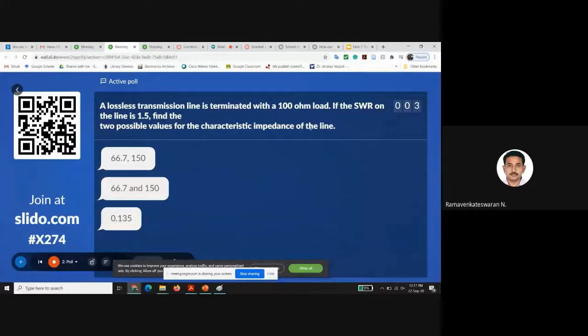If you know gamma, SWR is one of the other parameters which will be used when you are doing practical experiments, finding the standing wave ratios of given passive devices on a microwave test bench. You can do that.